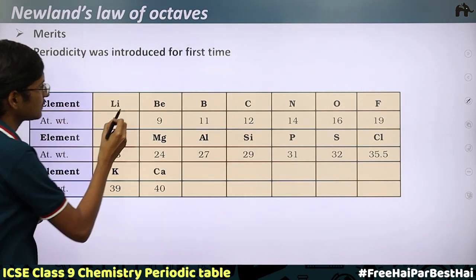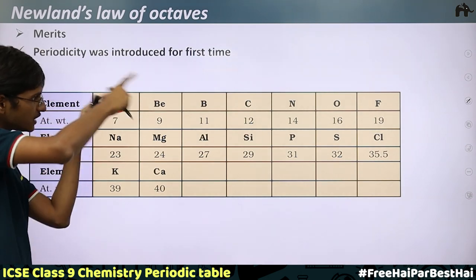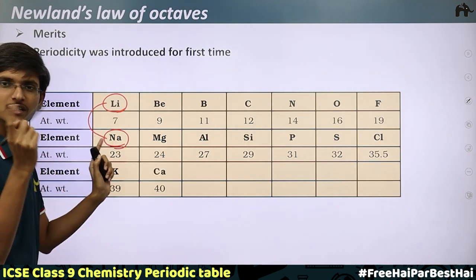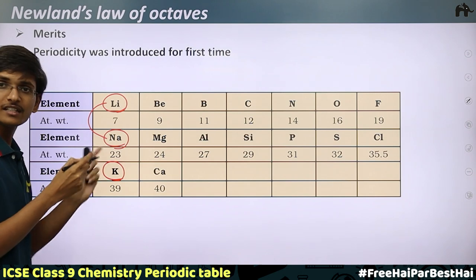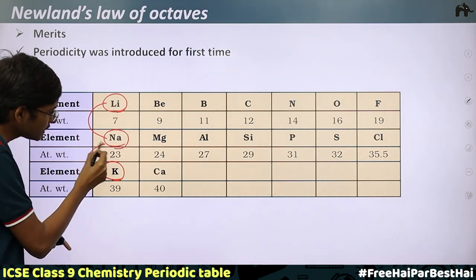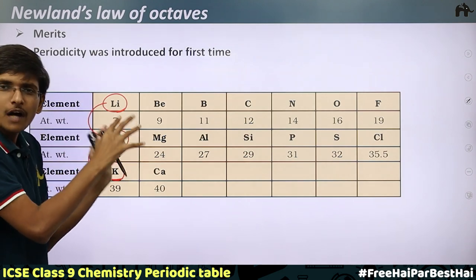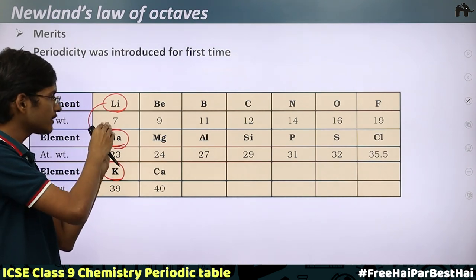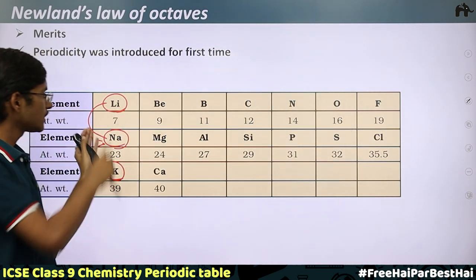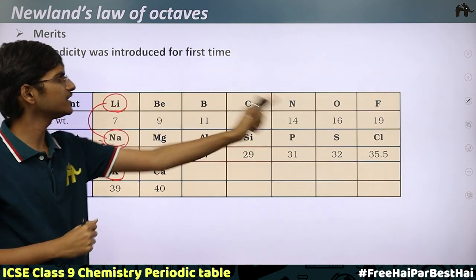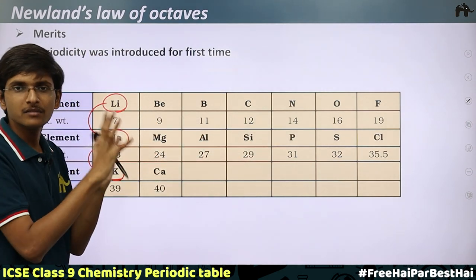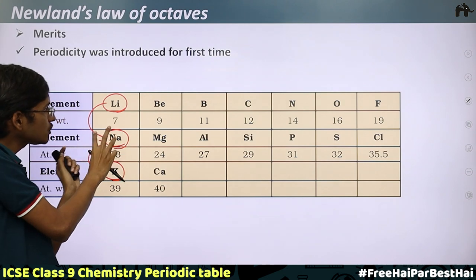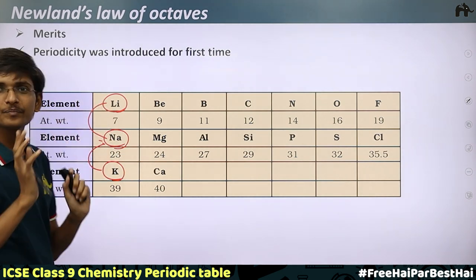Just now I told you that, see, after lithium, the eighth element from lithium is sodium, having properties similar to those of lithium. If I take sodium as the first element, the eighth element is potassium, and it has properties similar to those of sodium. So can you see here, after a particular interval of atomic numbers, from 7 to 19, it is roughly around 12 atomic mass interval, we get an element having properties similar to those of the initial element, right?